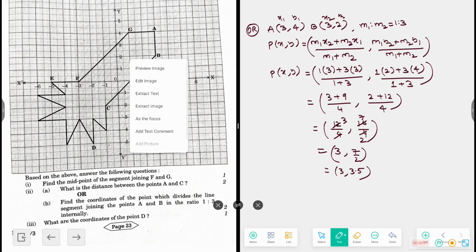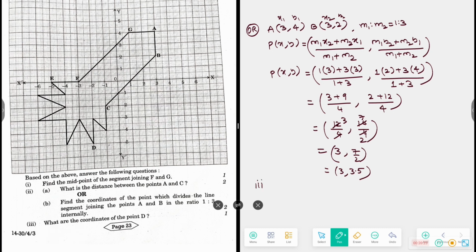Now at last, third question is very simple. They are asking to find coordinates of D. What are the coordinates of D? From the graph you can observe clearly, it is -2 comma -5. It is in the third quadrant. -2 comma -5. That's it. This is a one mark question.